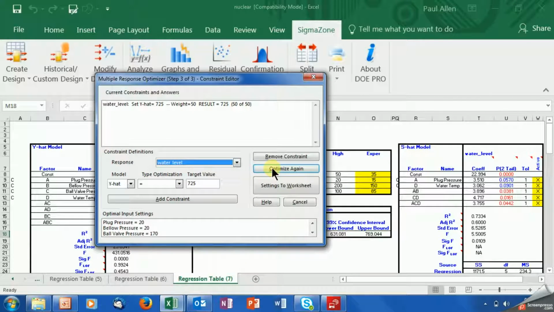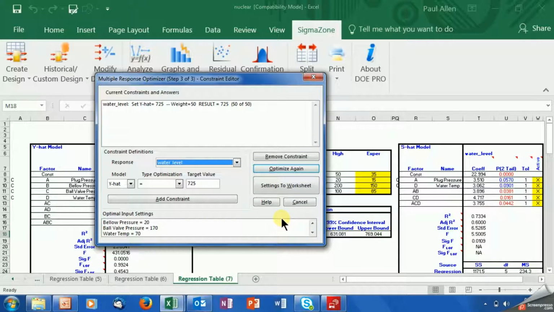Okay, now the computer's gone away. It's given itself 50 out of 50, and when it does that, what it's basically telling you is, yeah, I can hit 725. It's telling me down here, look, plug pressure 20, bellow pressure 20, ball valve pressure 170, and water temperature 70.